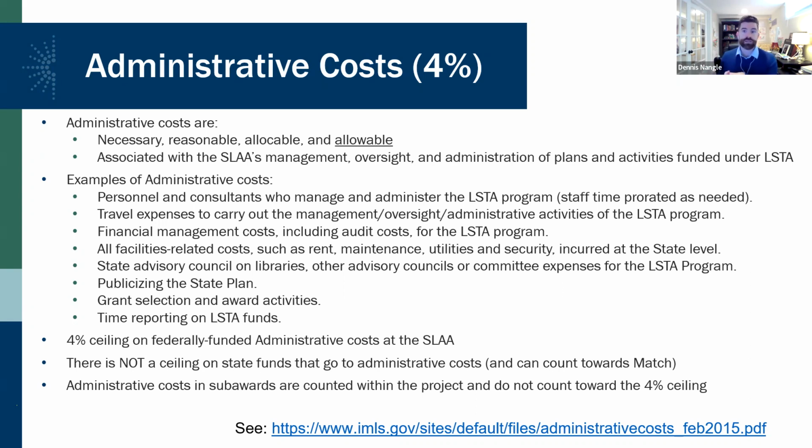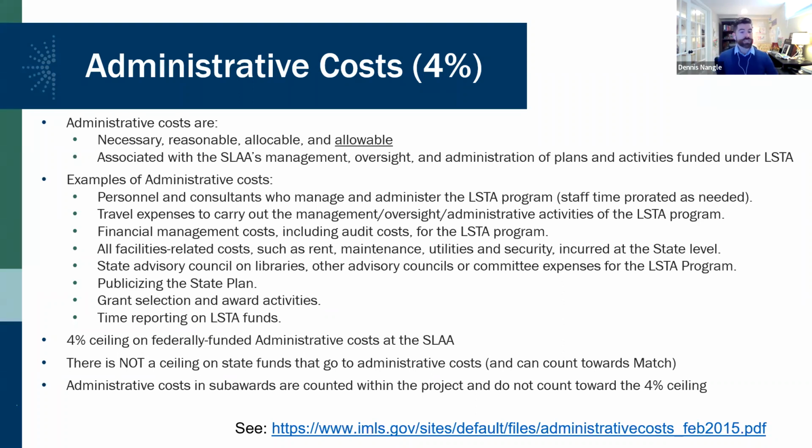State advisory councils, any costs associated with the state advisory council and convening them would be considered it. The publicizing of the state plan, potentially also the work related to the plan and the evaluation. And if you do subgrants, grant selection, and obviously if you needed federal funds to cover your time reporting on the federal funds, it would be considered administrative cost.